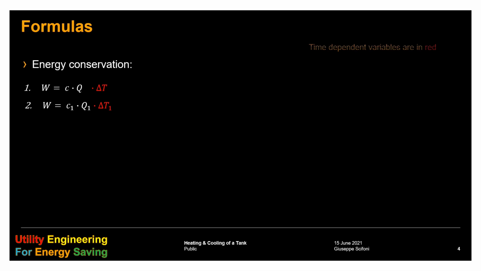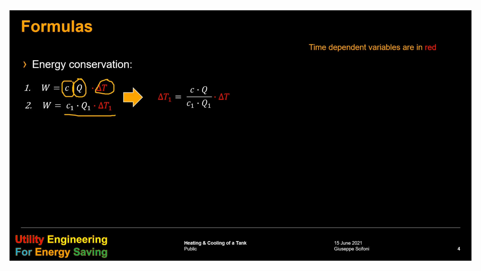The energy conservation says the heat lost by primary fluid is gained by the secondary one. And we can express the heat lost or gained in the same way. It is a product of three terms: the specific heat C, the flow rate Q, and the delta T. For the service fluid, we write the same variables with the subscript 1. Combining them, we get a relationship between the two delta T's.